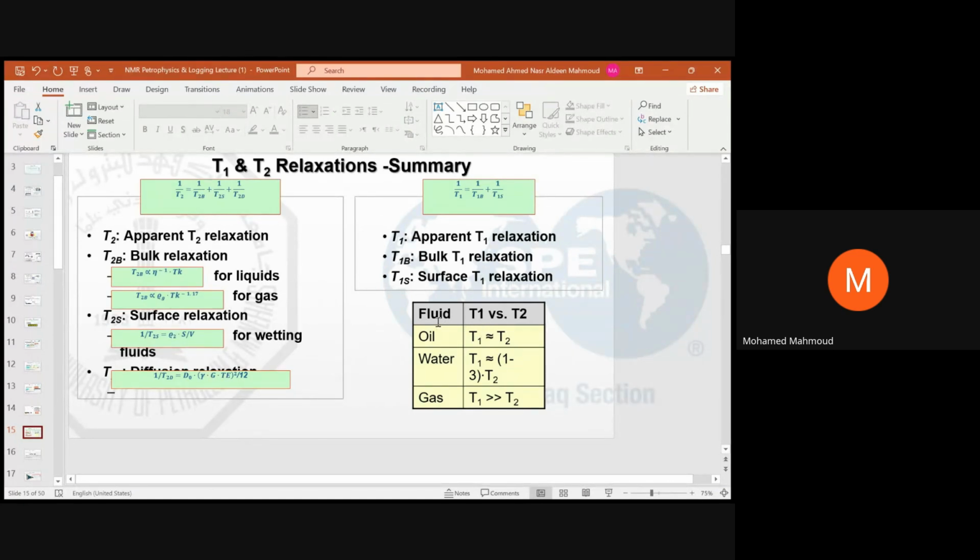For example, if you look at the fluids here, in water T1 over T2 is from 1 to 3. In gas, for example, T1 is much greater than T2. In oil, T1 is almost equal to T2. So generally, we look at T2 because in most reservoirs we drill with water-based mud, and the depth of investigation of the NMR tool is on average 4 inches, which is basically in the invaded zone. In the invaded zone, we usually have water-based drilling fluids. So this is why we use T2, to get the information in shorter times.